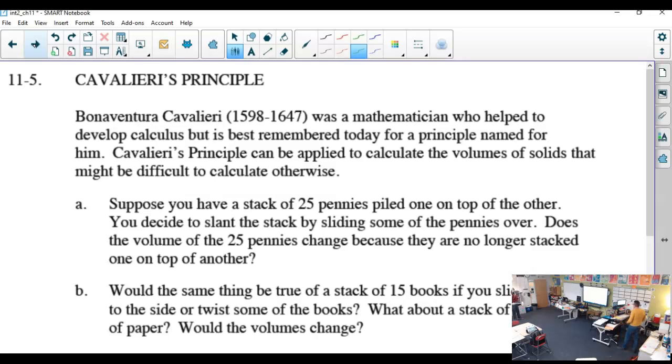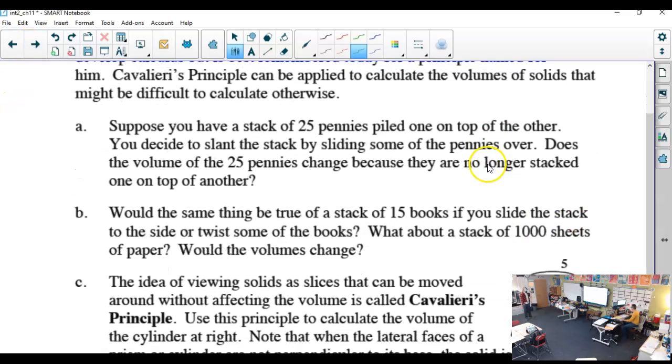So suppose we have a stack of 25 pennies. And like I sometimes do to the Jenga tower, I decide to shove the stack a little bit. And it's still standing, but instead of standing straight, it's now standing like this.